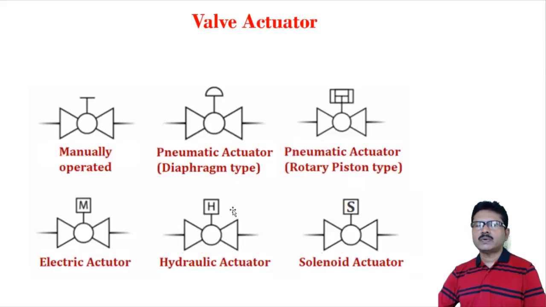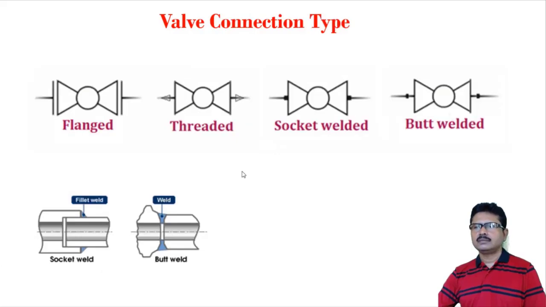Here is the valve actuator. All the symbols are of a single type of valve. All are ball valves having different types of actuator. Here a handle is there at the top. This is a manually operated valve. This is a pneumatic operated diaphragm valve. This is a rotary piston type pneumatic actuator. This is written M, so this is an electrical motor actuator. This is written H, this is a hydraulic actuator. This is a solenoid operated actuator.